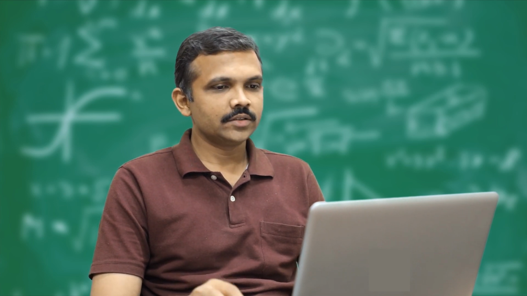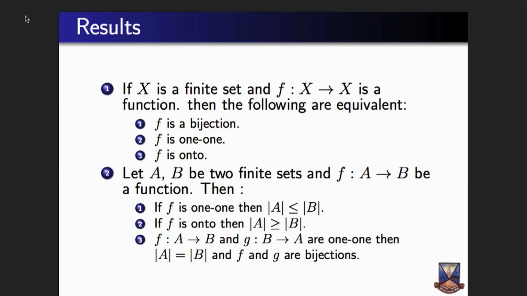Let us go to the next interesting result. If I have two finite sets A and B and a function f from A to B, then we have the following statements. If f is 1-1, then the domain has fewer or equal number of elements than the codomain. If f is onto, the domain should have more or equal number of elements than the codomain. And if you have two functions, one from A to B and the other from B to A, such that both are 1-1, then the number of elements in both sets A and B must be equal, and in such a case f and g are going to be bijections.